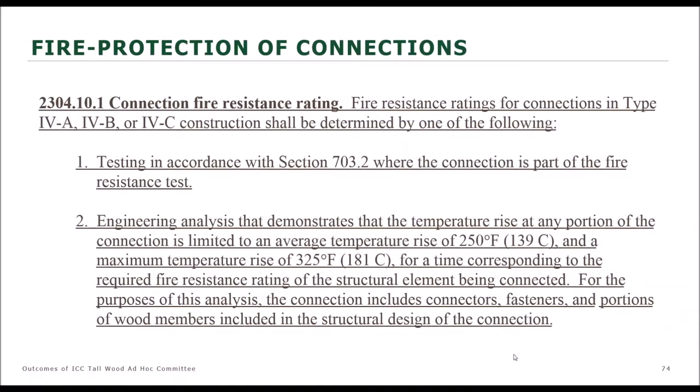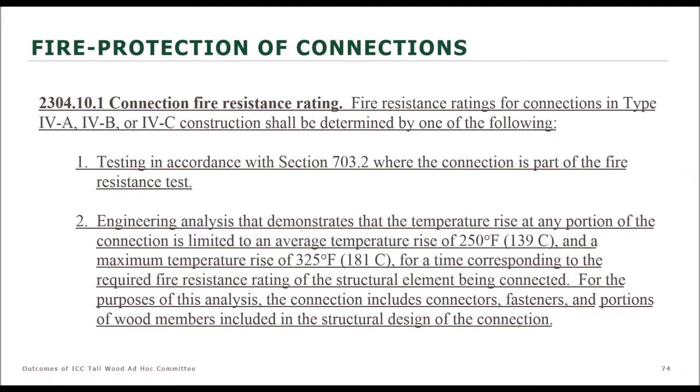I'd like to talk now about 3 particular changes that Jason mentioned. They're happening in this code change cycle, Group B. The first one has to do with connection protection. The heading of this new section, as it stands right now, says connection fire resistance rating. However, as we all know, there's no standard in the code currently for the testing of connections and their fire resistance.